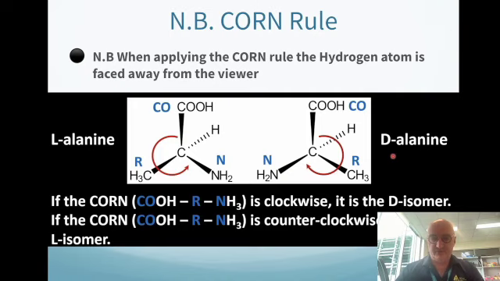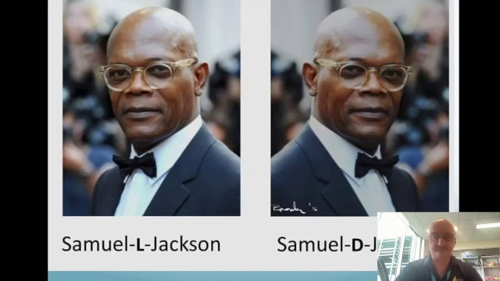CORN, put the carboxylic acid at the top, and then orientate the amino group and the alkyl group with the hydrogen at the back. If you've got a 3-dimensional brain, congratulations, you're going to smash this part of the syllabus. If not, you better start practicing now.